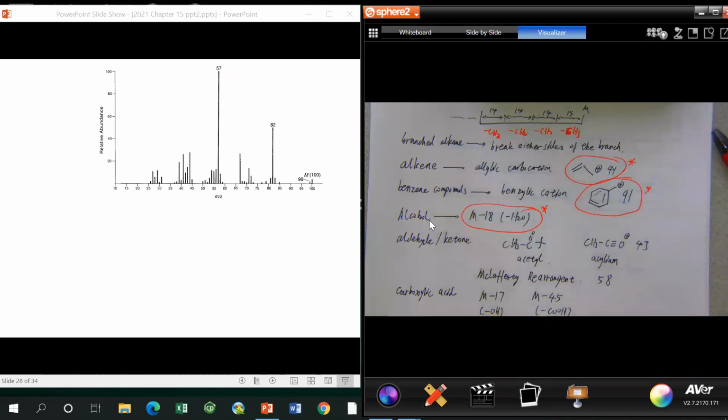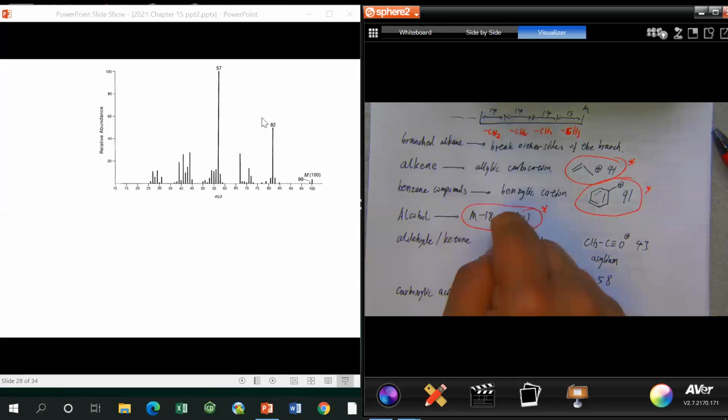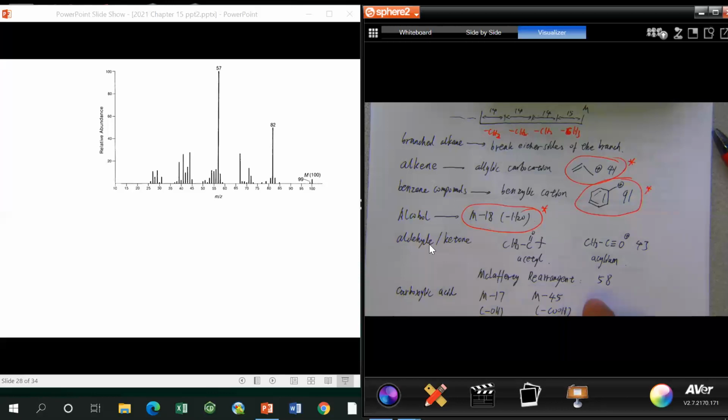Perfect. If you take a look, the mass difference between the molecular ion peak and 82, 100 minus 82, should be 18. 18 means it's an alcohol. And if you have a mass spectrum at hand, the first thing I look at is whether the molecular mass is an even number, which is not common. We only learned two fragmentation cases that can generate an even number. One is the alcohol, and the other is the McLafferty rearrangement, with 58. Please keep those in mind.